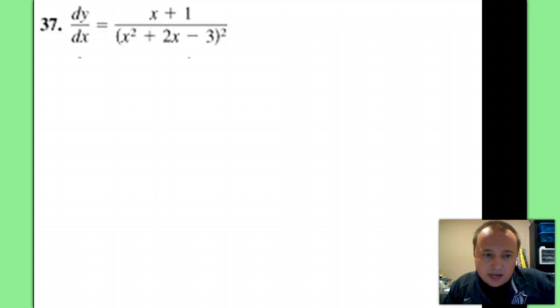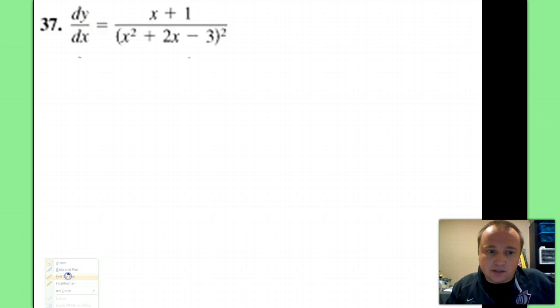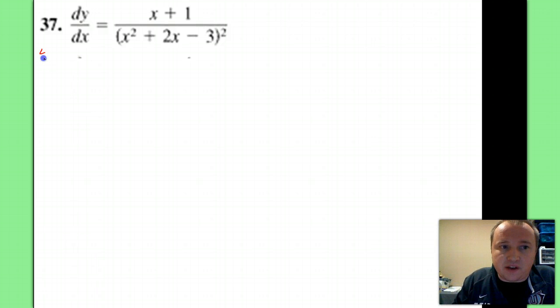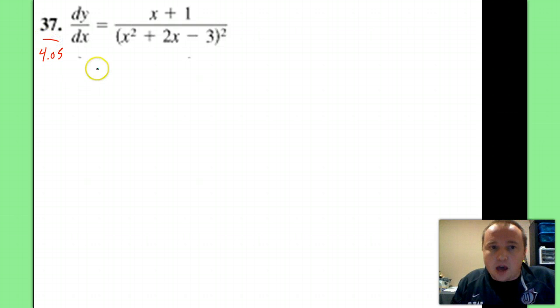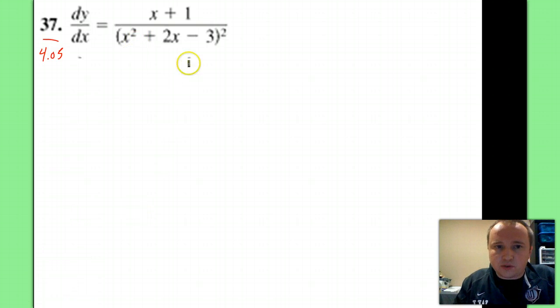So guys, I went and snagged a problem out of chapter 4.05, number 37. These are where you're going to have to start thinking a little bit more. So what we're going to look for is some pieces to give us hints. I've got x squared on the bottom, I have x on the top. The derivative of x squared is x. So I'm going to use that to my advantage.